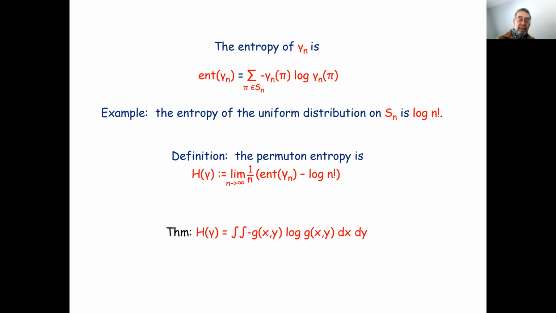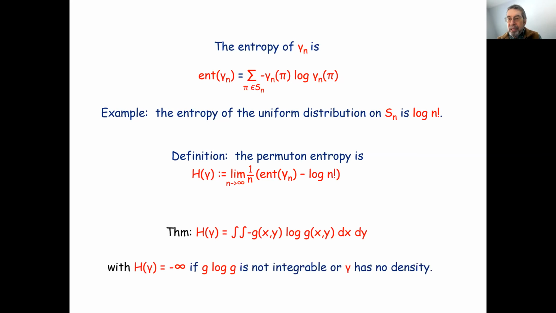Okay. The theorem is that you can get that value by just integrating g log g, where g is the probability density for the permuton. Of course, lots of probability distributions don't have densities. And if that's the case, the claim is that the entropy will be minus infinity. And it can be minus infinity even if g does exist, but g log g is not integrable. So this means that if somebody gives you a permuton, you do this integral, and you know basically how many permutations that permuton represents.